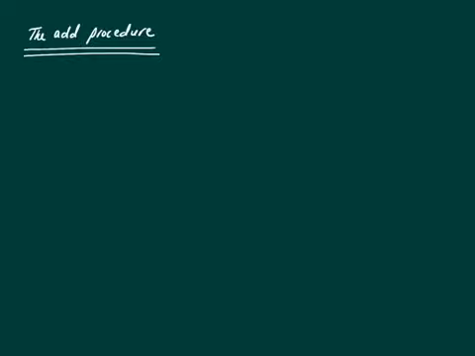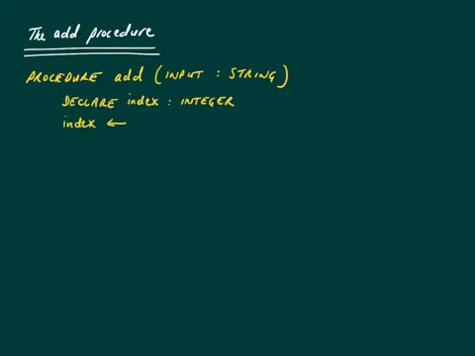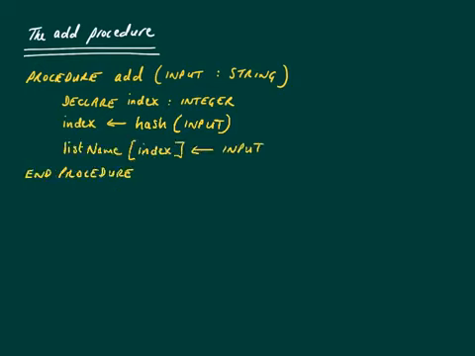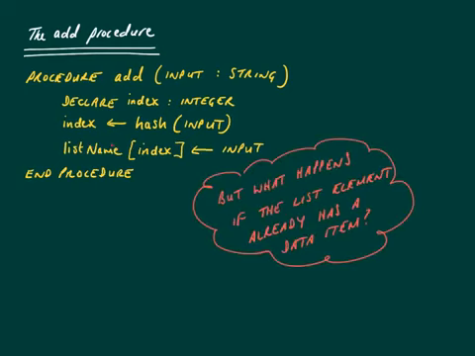Now the hash function is one important part of hashing. The second thing is the add procedure. This is what is used to add the data item to the list. So in this case, we start off by getting the hash value, and then we use that index to add the input string to the array.